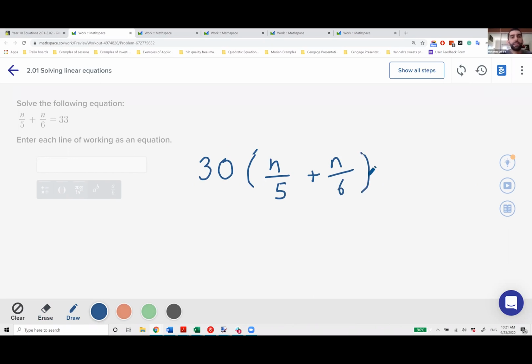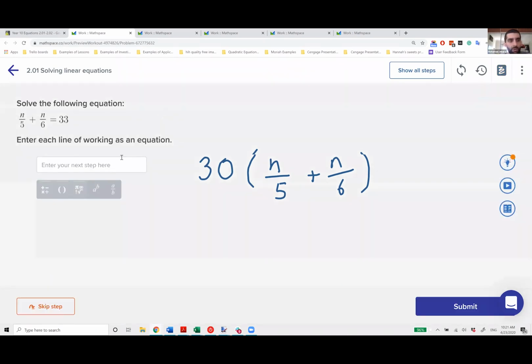Right, and then I multiply the other side by 30. So you're not changing anything by doing that. So multiplying by 30, n on 5 is going to give me 6n. The 30 divided by 5 gives me 6, and then plus 5n. And then that's going to equal 33 times 30.